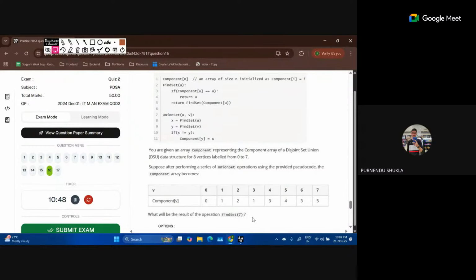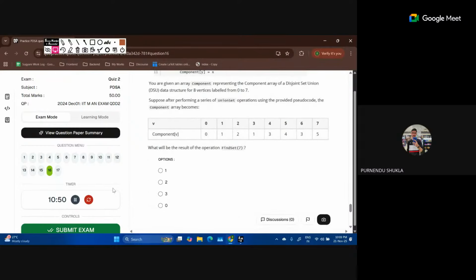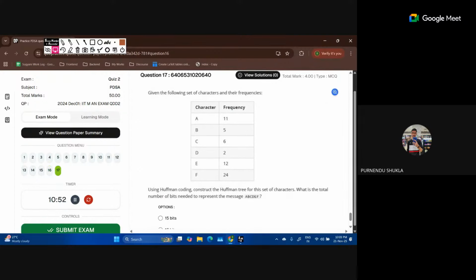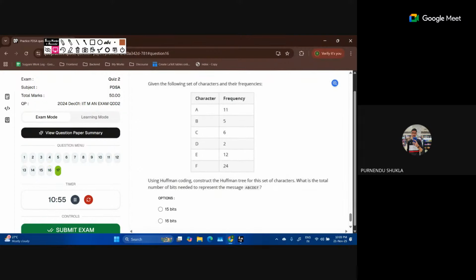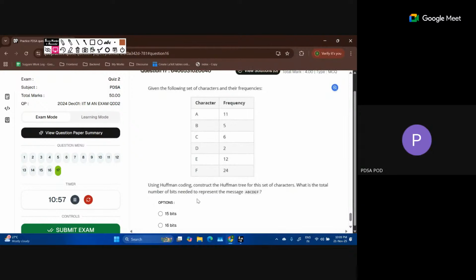Ma'am, last question. I'm getting answer 18, and I don't think that's right. This is the question: total number of bits needed to represent the message A, B, C, D, E, F.